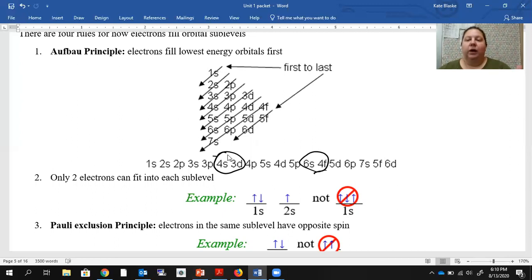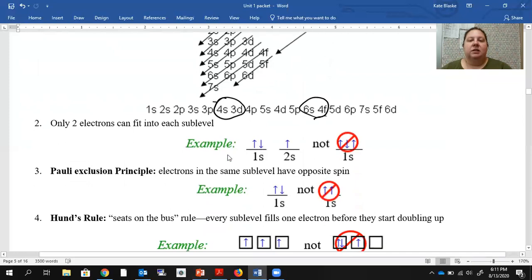D is always one energy level less than the s and p around it. F is always two energy levels less. It has to do with the size of those orbitals and the fact that they require so much more energy, so they're going to be farther away from the nucleus.